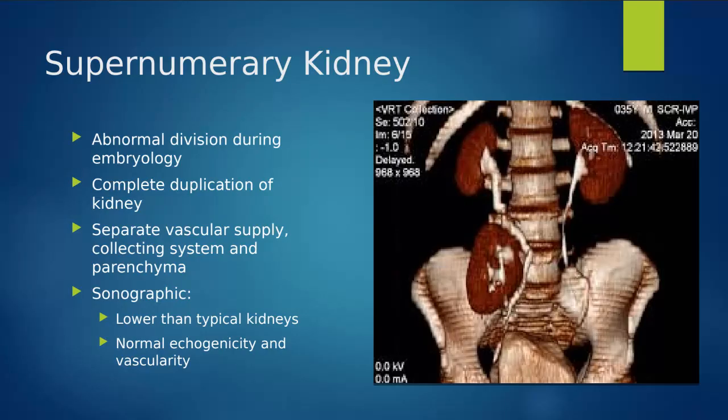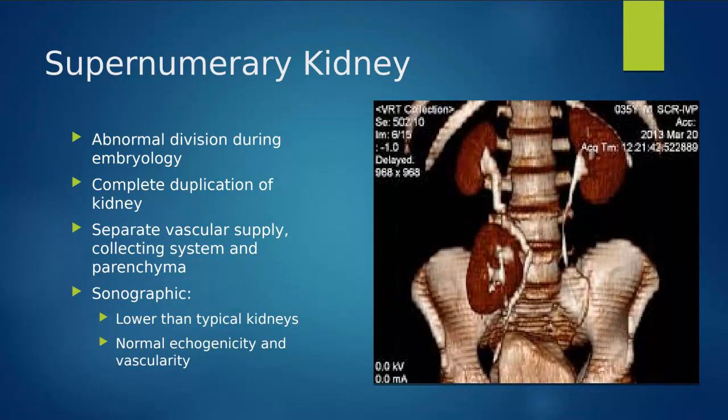Next, we have supernumerary kidney, and this is when we have an extra kidney. So these patients are rather lucky. This is the abnormal division that, again, is going to occur during embryology, and it's when we get the complete duplication of a kidney. It is going to have its own vascular supply, its own collecting system, so it has its own ureter that attaches to the bladder, and it's going to have functional tissue. So these patients usually have 3 good, healthy kidneys with functional tissue.